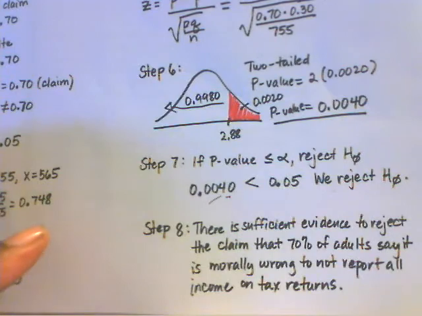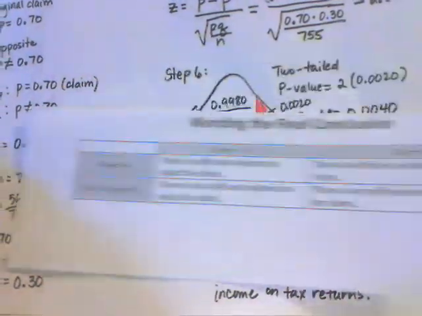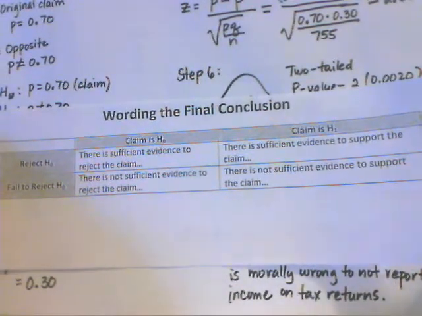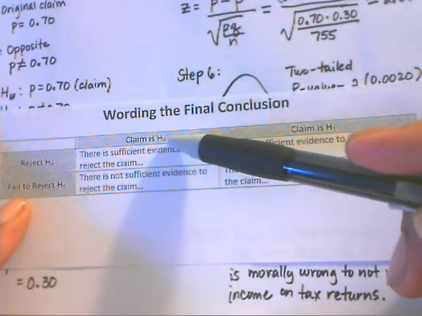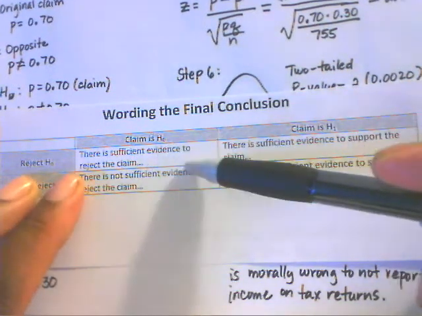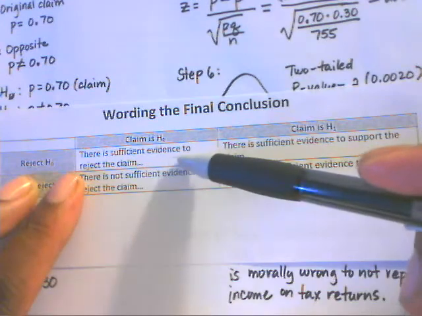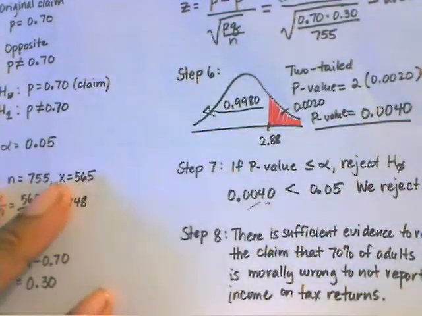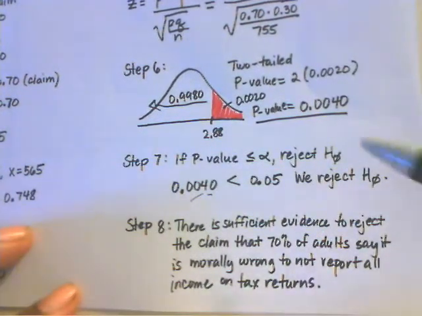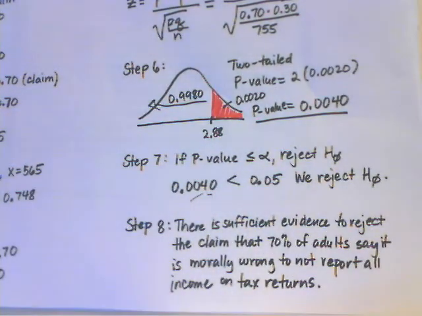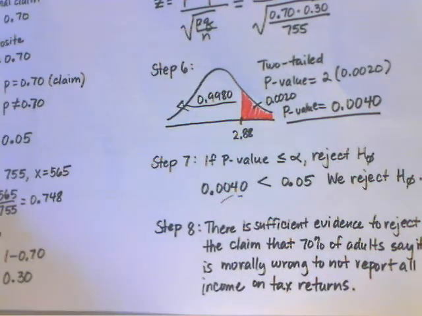Now, writing the conclusion. Let's go back to this right here, avoiding the final conclusion. The null hypothesis was your claim, but we reject the null. So that means we can say that there is sufficient evidence to reject the claim. So in our final statement, using simple non-technical terms, we can write that there is sufficient evidence to reject the claim that 70% of adults say it is morally wrong not to report all income on tax returns. So that's how we do this hypothesis testing procedure.